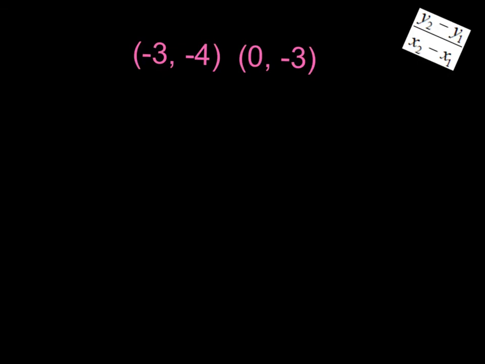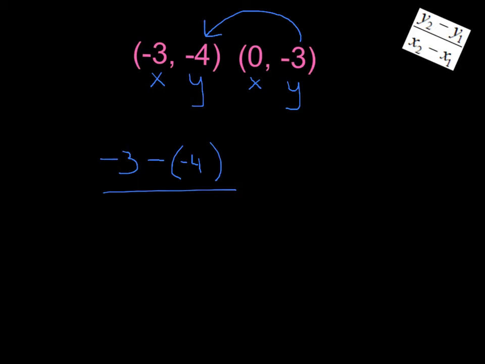So once again, same thing, but lots of negative numbers makes it a little trickier. So I've got the point negative 3, negative 4, my x and y, and then 0, negative 3. My y values, negative 3 and negative 4, so negative 3 minus negative 4, divided by the change in my x values, 0 minus negative 3.